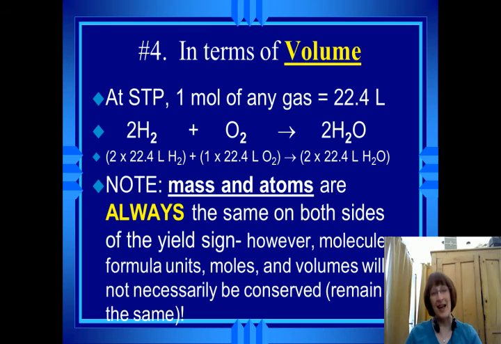Right. The mass and the atoms, again, are always going to be the same on both sides of the yield sign. However, the molecules can change, right? The formula units, the moles and volumes will not necessarily be conserved. They aren't going to remain the same. It's possible accidentally that they'll remain the same, but it's not on purpose. Atoms are conserved because you can't obliterate atoms from the universe doing normal chemistry. And mass is conserved, not the number of moles you have.